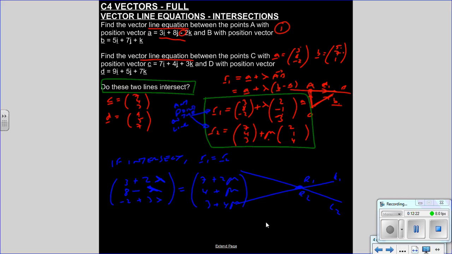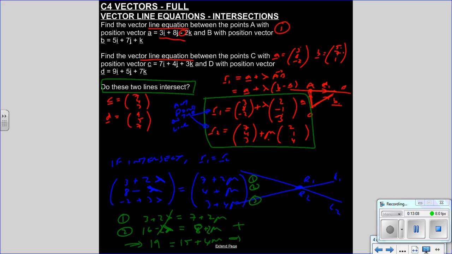So what we would do is write 1, 2, 3. Number 1: 3 plus 2 lambda equals 7 plus 2 mu. Number 2: 8 minus lambda equals 4 plus mu. Now we've just got a GCSE elimination problem. If we times the second one by 2, that gives me 16 minus 2 lambda equals 8 plus 2 mu, because I'm trying to get rid of a 2 lambda. If we add them together, 3 plus 16 is 19, and the lambdas cancel out, which is exactly what we wanted. 7 plus 8 is 15, plus 4 mu. Bring the 15 over, that's 4, and mu must equal 1.